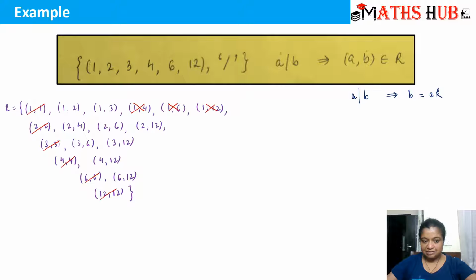So we have already cancelled 1, 6. 1 relates to 3, 3 relates to 12. So 1 related to 12 is already cancelled. 2 relates to 4, 4 relates to 12. So 2 relates to 12, cancelled.